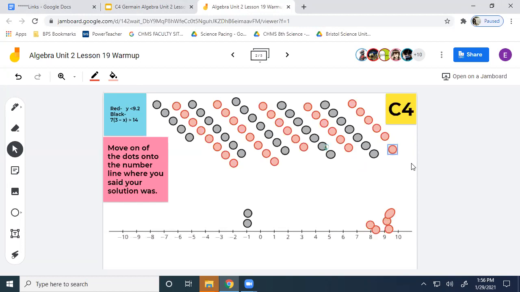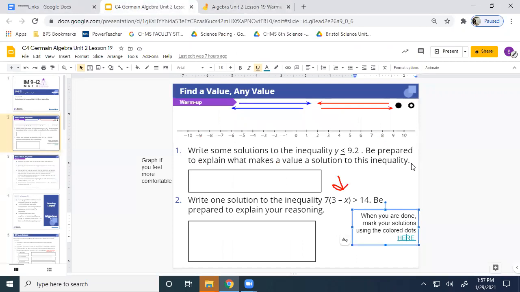Okay, let's take a look. So what we're going to do is look at some of these red dots. These red dots are the points that people think will satisfy the inequality y is less than or equal to 9.2. A lot of people put points right after the 9 tick. Where is that point falling? At 9.2. Okay, so we're looking at the inequality y is less than or equal to 9.2. Some people are saying 9.2 is a solution. I agree. Awesome. What are some other values that people are thinking would satisfy this?